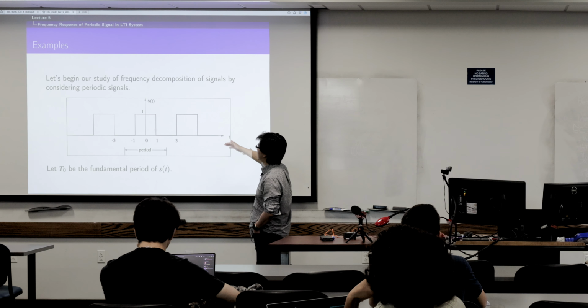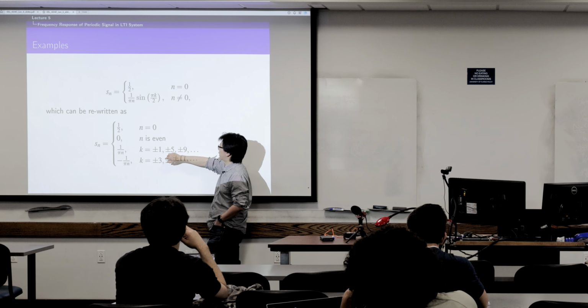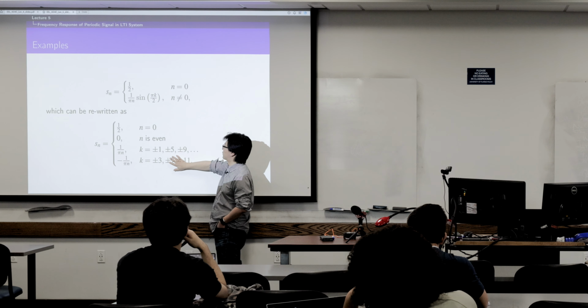I'll skip the details. Basically, we just use the analysis equation to compute S of n, just doing some integral there. Do that on your own and see whether you can do it. That is your result, and we can rewrite it in another way to get rid of the sine notation. This is what we get, and that is the S of n.